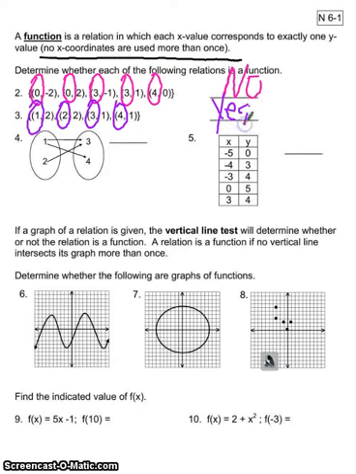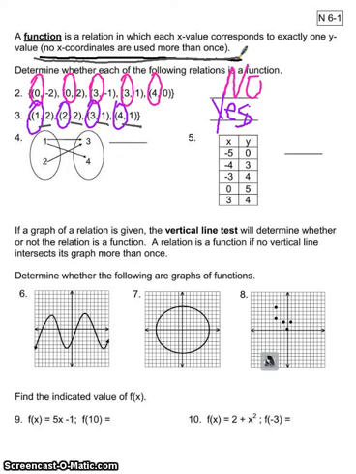Now some of you are probably saying, well, Ms. B, my y values are used more than once. This is true. I have the y values used more than once, but by definition, it's just my x values that can't be used more than once. So that doesn't stop this from being a function.